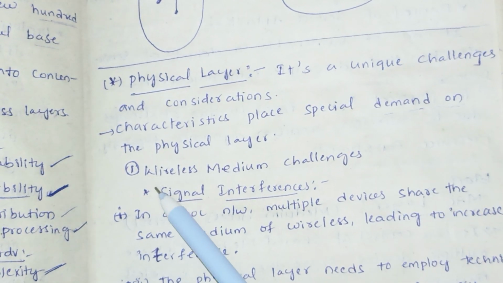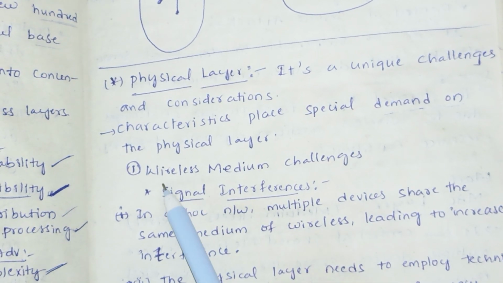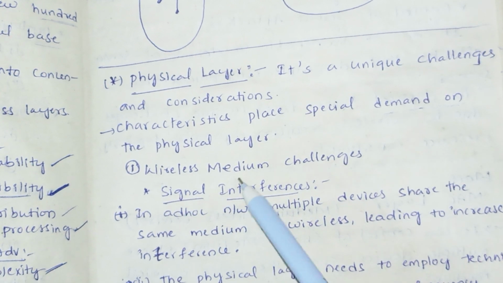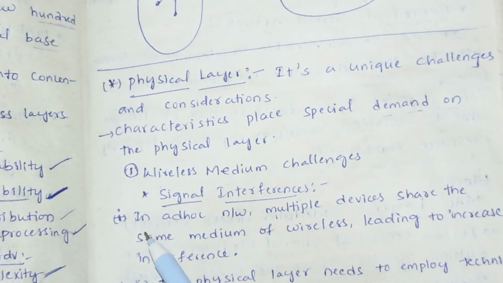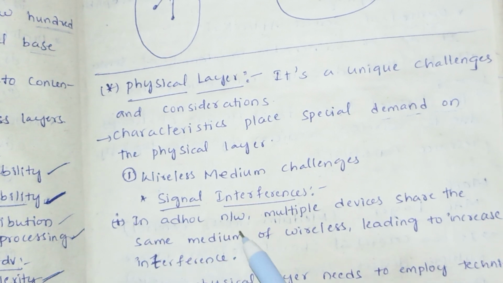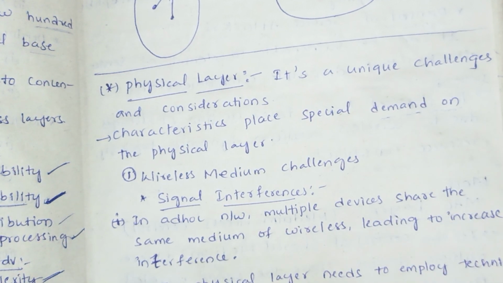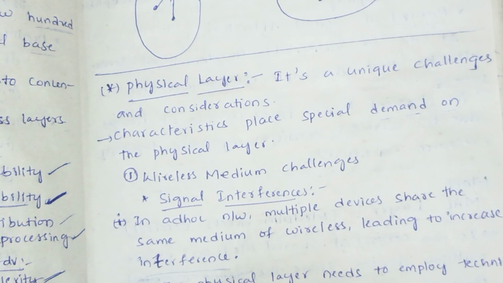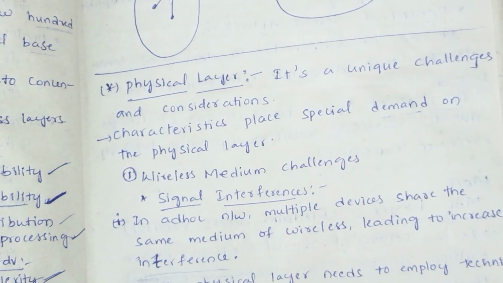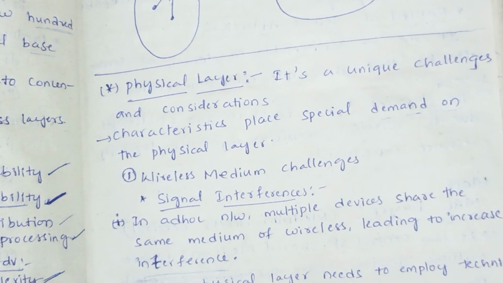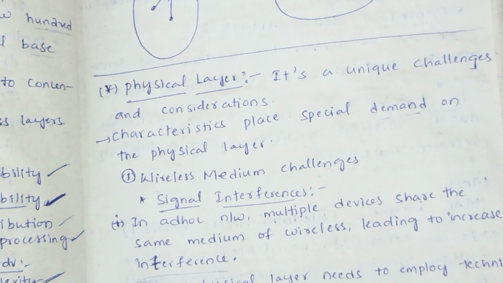Okay, next, wireless medium challenges. There are some challenges present in the physical layer. In wireless medium challenges we have signal interference. Signal interference is when, in an ad-hoc network, multiple devices share the same wireless medium, leading to increased interference. Because we are sharing the same wireless medium, multiple devices share it, and that is the signal interference.